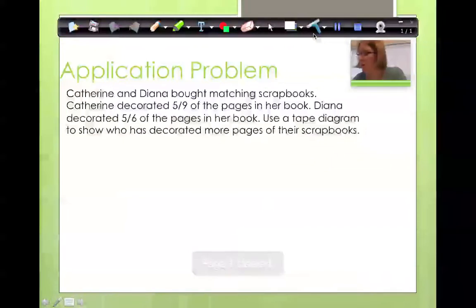We're going to start with our application problem. Catherine and Diana bought matching scrapbooks. Catherine decorated 5/9 of the pages in her book, and Diana decorated 5/6 of the pages in her book. Use a tape diagram to show who has decorated more pages of their scrapbooks.